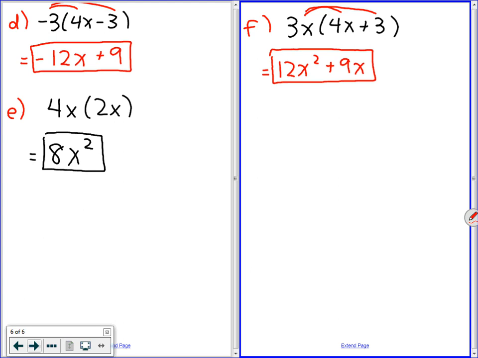All right. Try this. This is the hardest one I can think of. Are you ready? Come on, have some fun. This is the hardest one I can think of. Negative 5x times 2x minus 3. So take a second, give it a try.